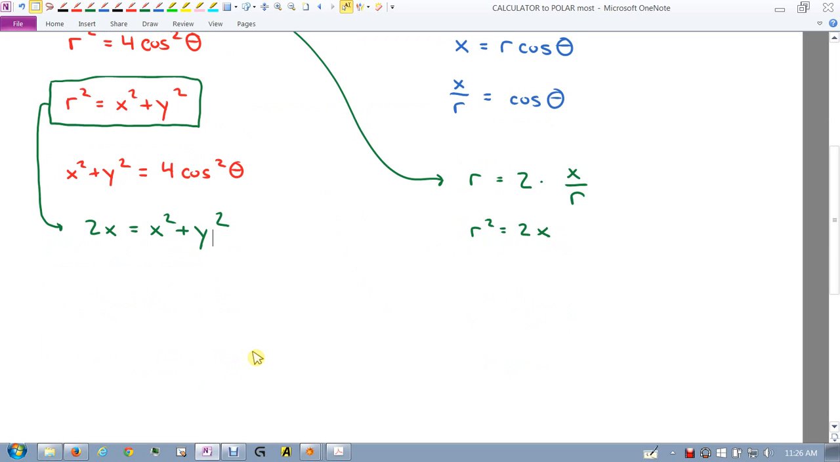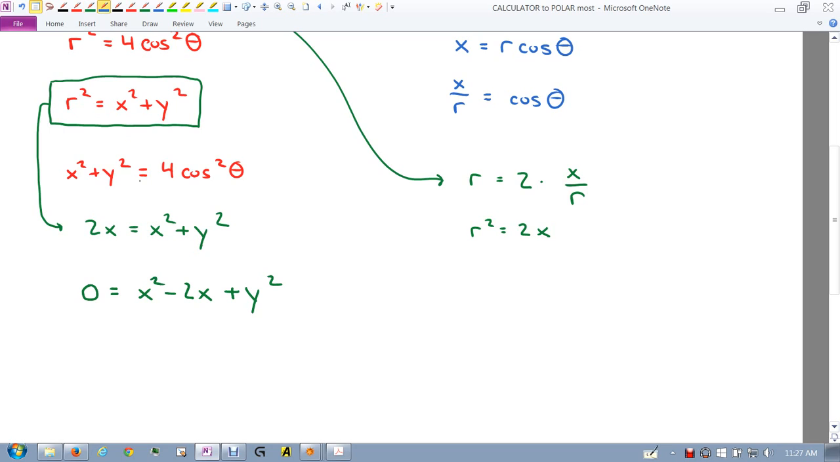Is that an equation in terms of x and y only? Yes. Is that a circle? Does that look like a circle? Not quite yet. What we would have to do is this. So follow through with this and see if you buy it or not. You agree with that? Just move the 2x to the other side.